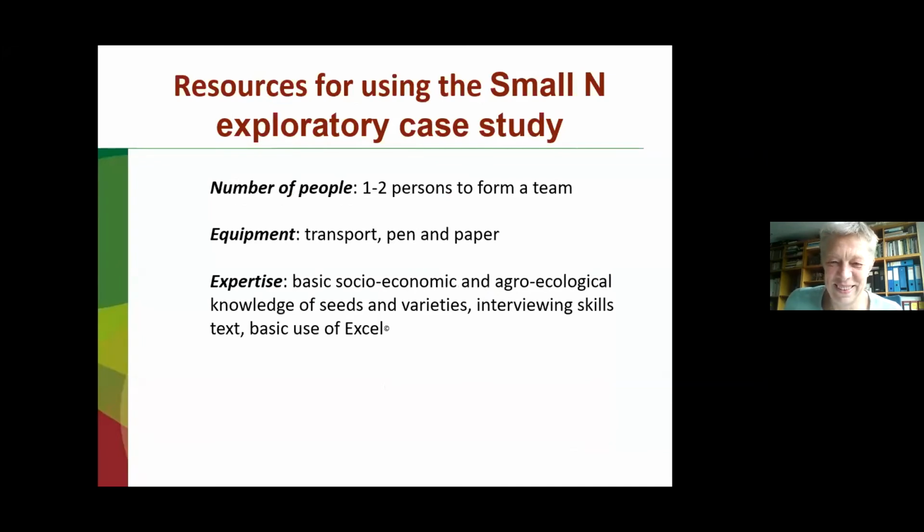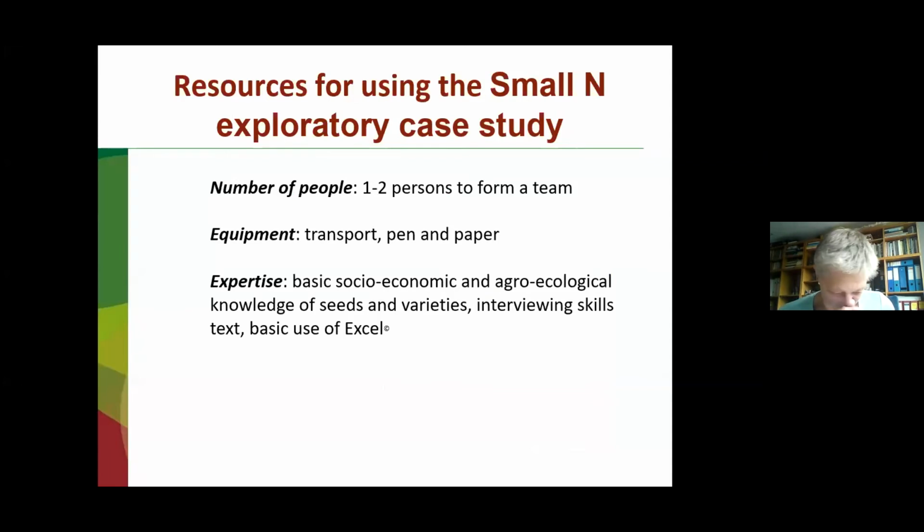Resources that you need. I've mentioned earlier, as a rule of thumb, 1 week of data collection per village. An interview takes an hour and a half, plus coming and going, so 2 hours per interview means that a team or a person can do 4 interviews in a day. That's how you can further plan the number of teams that you need, the transport, etc.